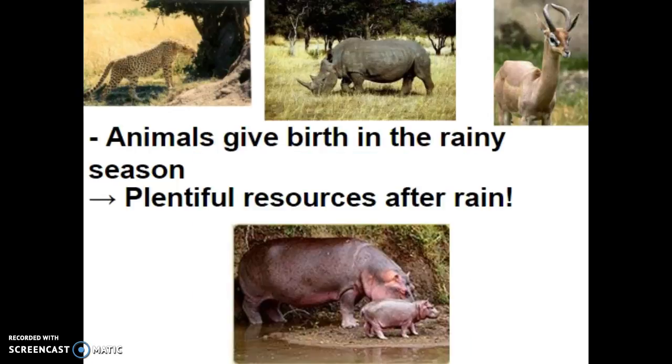Animals in the grasslands tend to give birth during the rainy season in the springtime, which makes sense because after a rainy season, there are lots of plentiful resources. Namely, the grass does a little bit of rebounding. Different plants and shrubs will flower and bloom and perhaps set seed or set their fruit. So there are lots of resources after the rain for the recently born offspring.